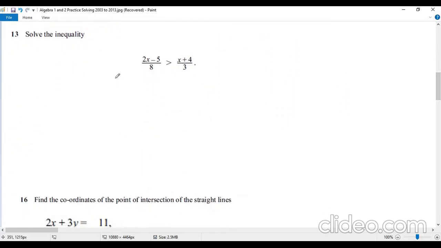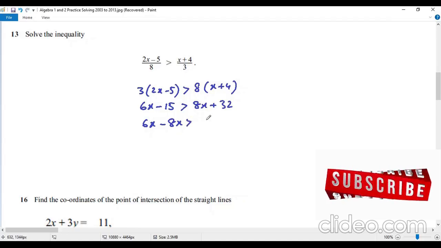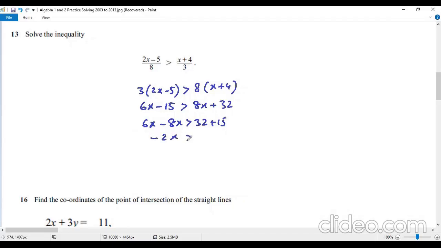Question number 3, which is question number 13 on the paper. So I will multiply 3 by 2x minus 5, greater than 8 multiplied by x plus 4. This gives me 6x minus 15 greater than 8x plus 32. 6x minus 8x greater than 32 plus 15. This gives me minus 2x greater than 47, and dividing 47 by 2 is going to be 23.5. I have to change the direction of the inequality sign: x is less than minus 23.5. This is going to be the final answer.